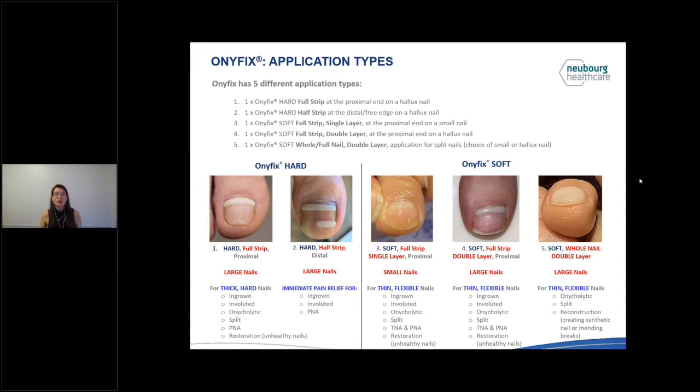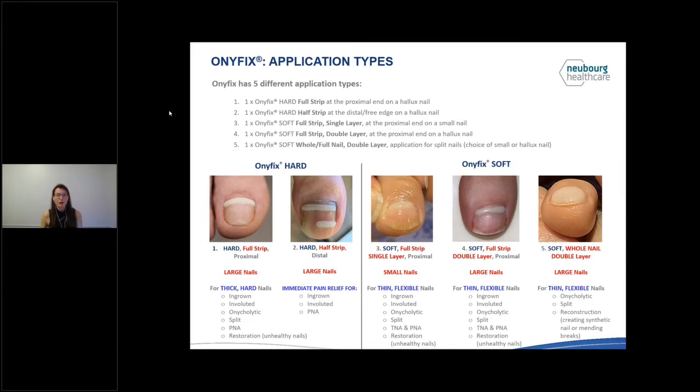The last one here is the whole nail application. Typically, again, you would do a double layer of the whole nail. But if it's really just a little toe, a tiny toe, a child's toe, or a fourth or fifth toe, usually just a single layer on that whole nail is fine. And we're going to talk about some of the different applications where you might need to use these 5 application types differentially based on the cases.